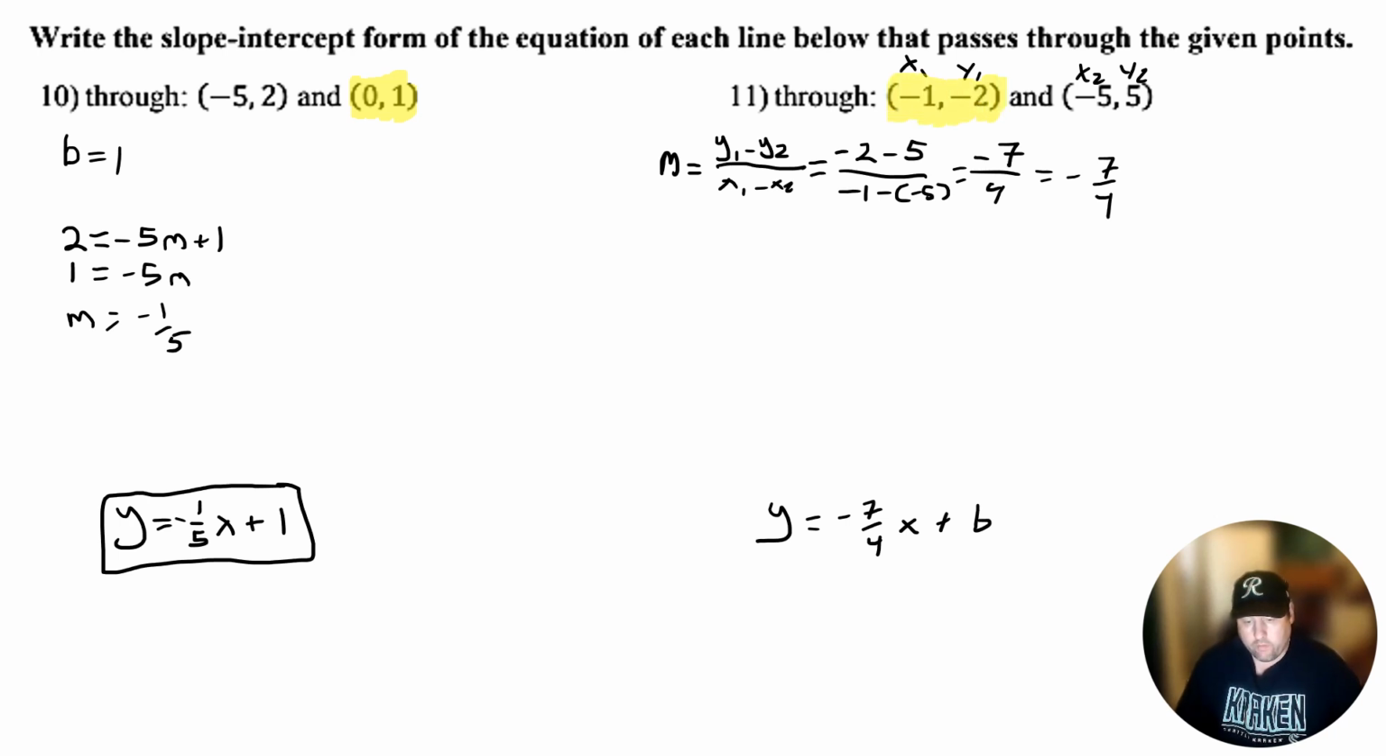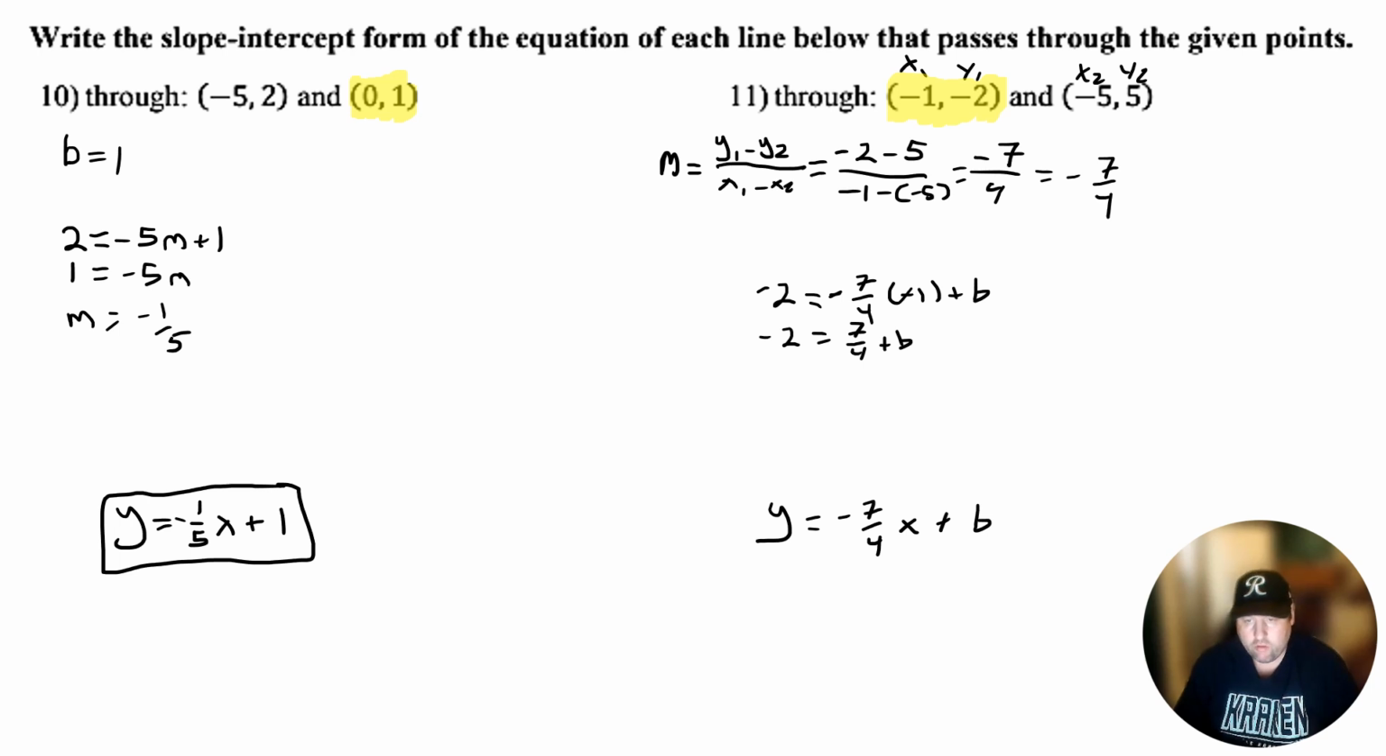We're going to plug those values in for m and x and y in what I have below. We'll solve what I got. So we got negative 2 is going to equal negative 7/4 times negative 1 plus b. So the negatives canceled. So we got negative 2 equals 7/4 plus b.